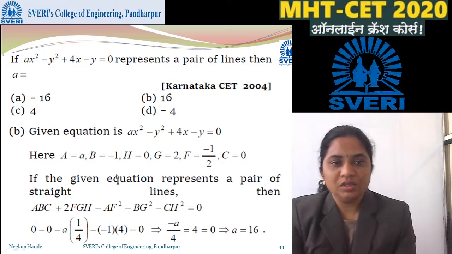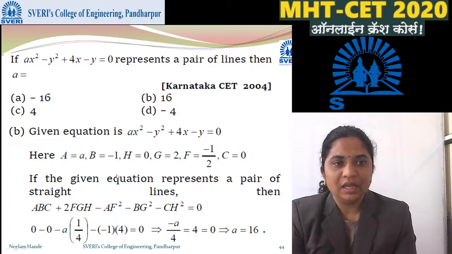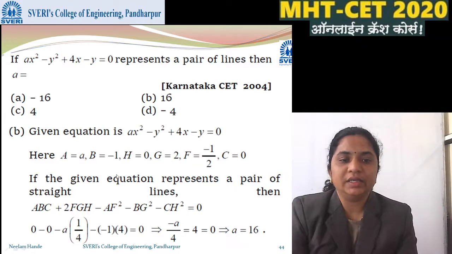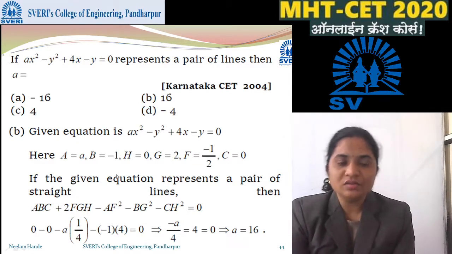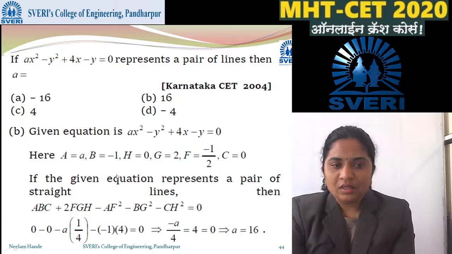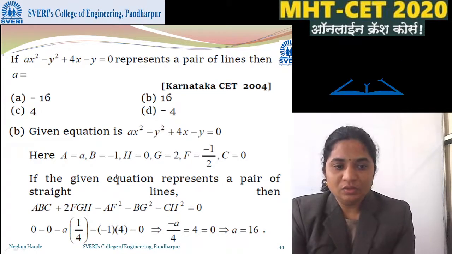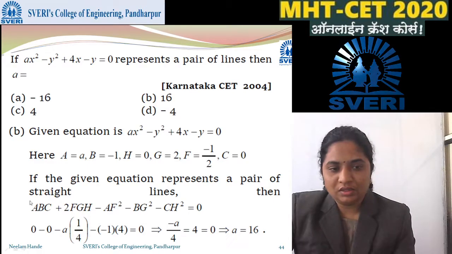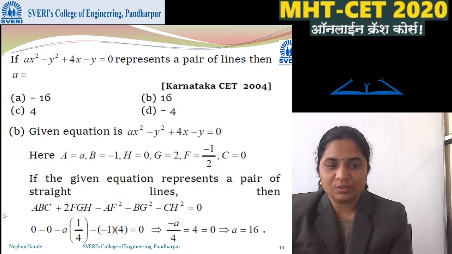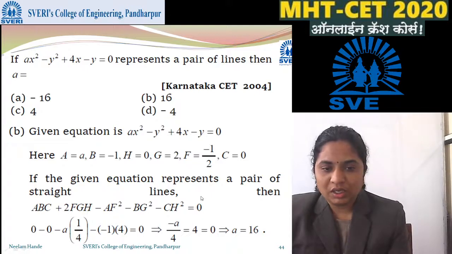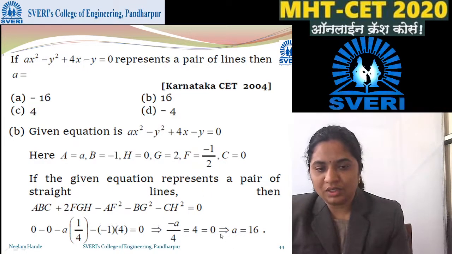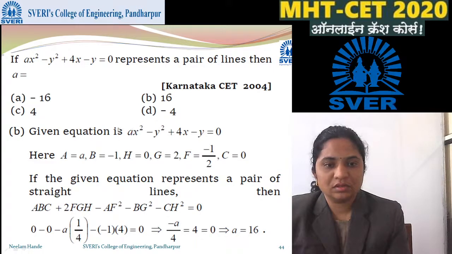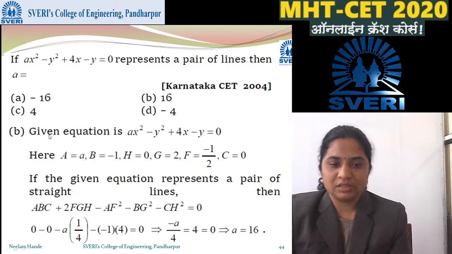This is the equation. It represents a pair of straight lines, then a is equal to, okay. Comparing with the standard, we find a, b, f, g, h, c, all the values. If it represents a pair of straight lines, we know that this abc plus 2fgh delta is equal to 0. So substituting all values here, equating it to 0, substituting and solving, we get a is equal to 16. So option B is correct.